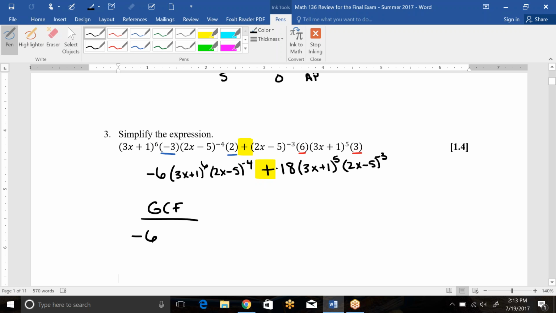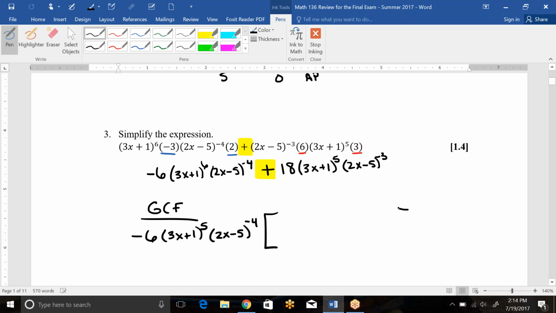And then, so they're both divisible by 6, and I'm going to pull that negative out. And then we have a 3x plus 1 to the 6 and 3x plus 1 to the 5th, so they have 5 of those in common. And then it gets a little tricky with the negative exponent. Notice that when we had 6 and 5, we pulled out the smaller power. You're doing the same thing here, but negative 4 is actually smaller than negative 3 on a number line. So we're going to pull out the smaller of the two numbers, which would be negative 4.